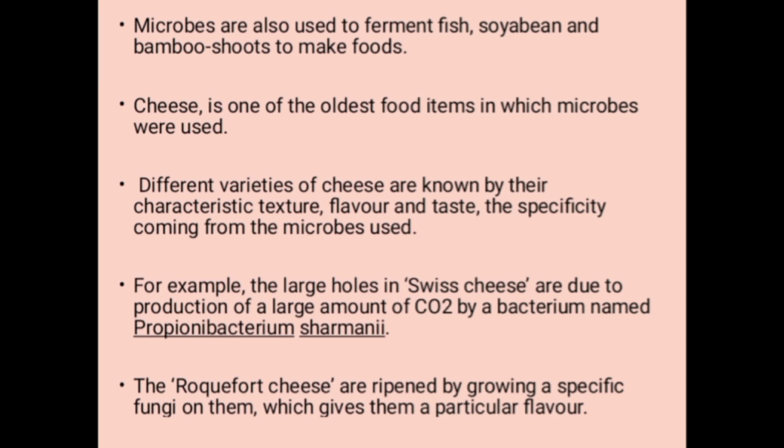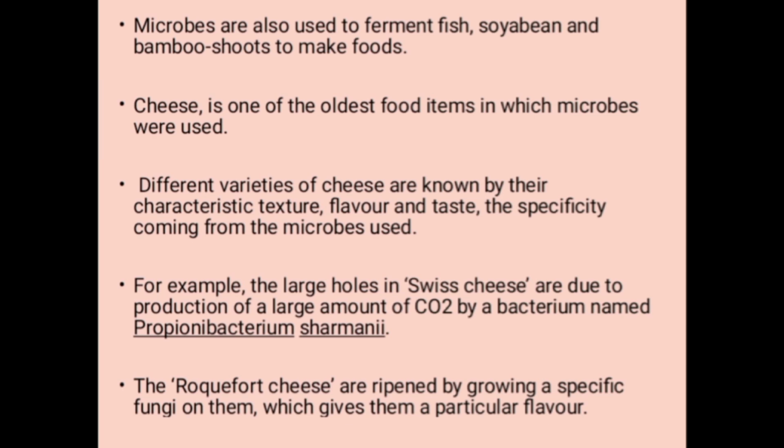For example, in Swiss cheese, large holes are present, which are due to the production of carbon dioxide by the bacteria named Propionibacterium shermani. Roquefort cheese is ripened by growing a specific fungus on it, which gives it a specific flavor.